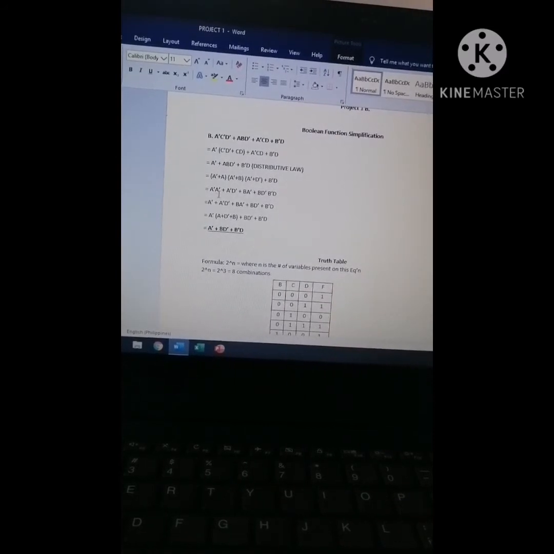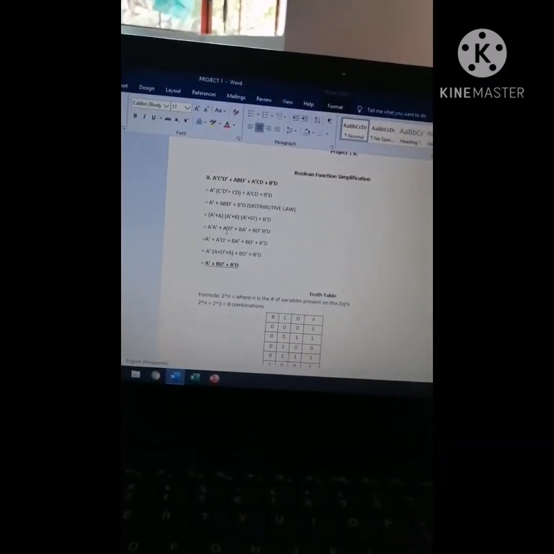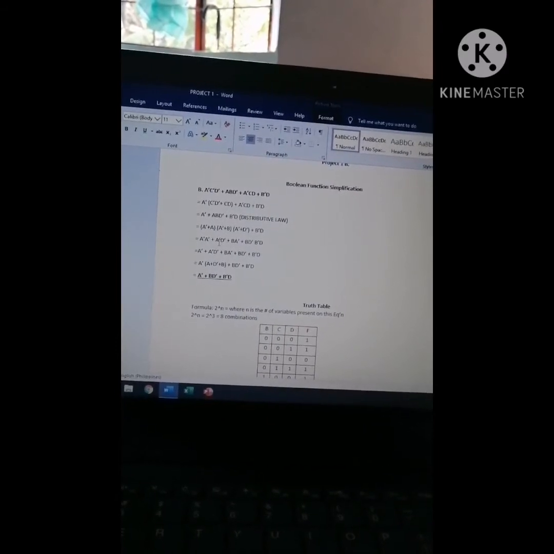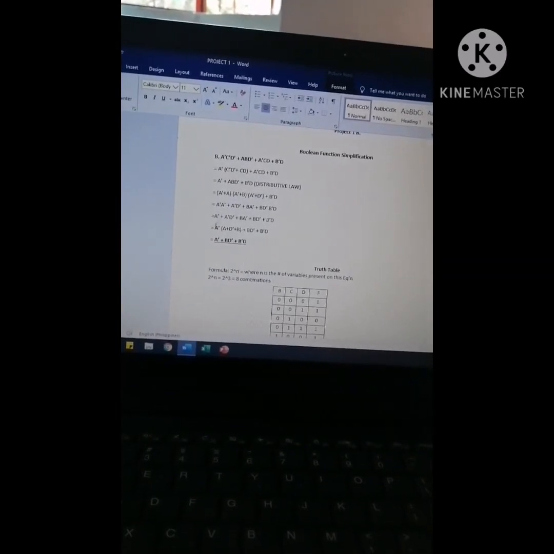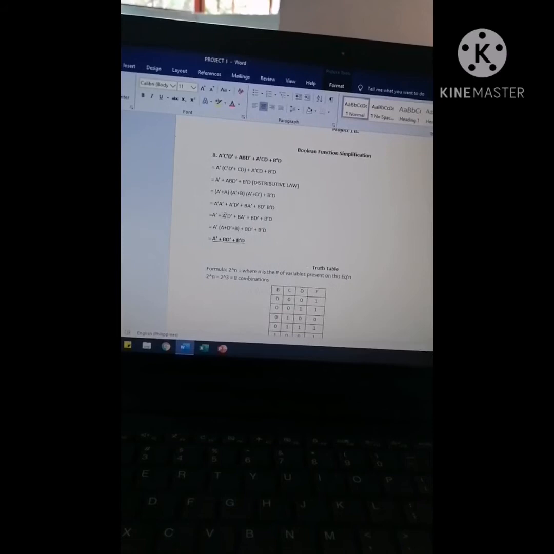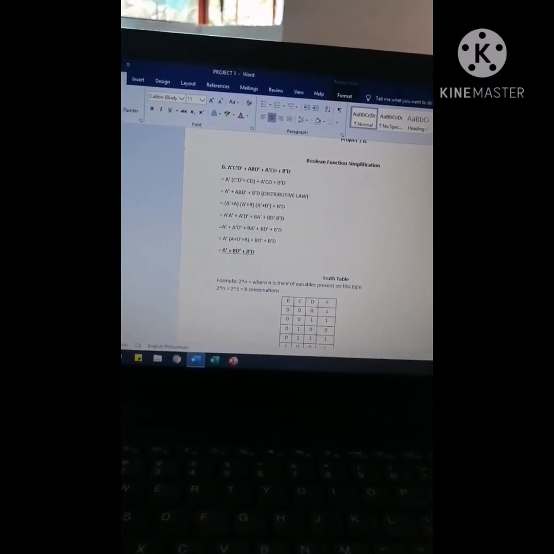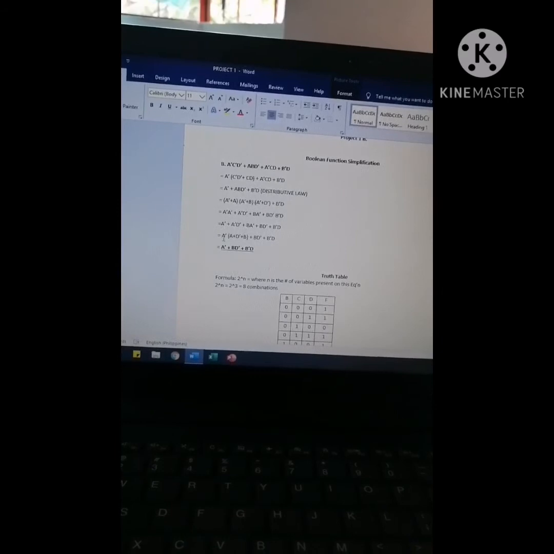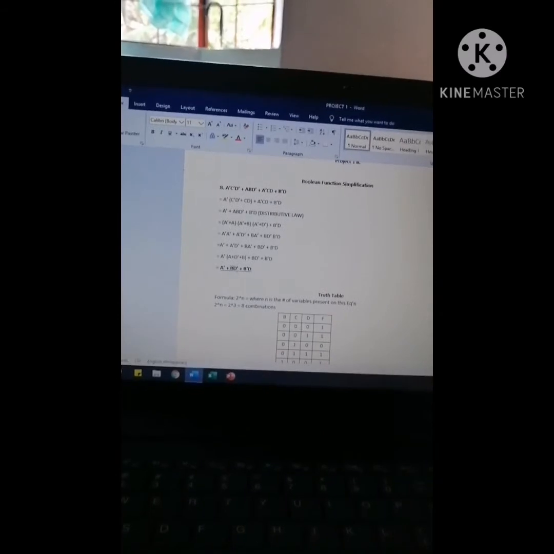So B bar times B bar plus B bar D bar plus B B bar plus D B plus B D bar and B bar D equals A times B bar times B bar is equal to A bar plus, copy, then times, there are many common A, equals B bar, copy. The final output is A bar plus B D bar plus B bar times D.